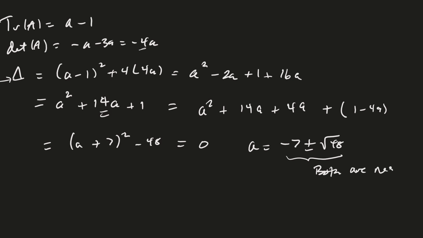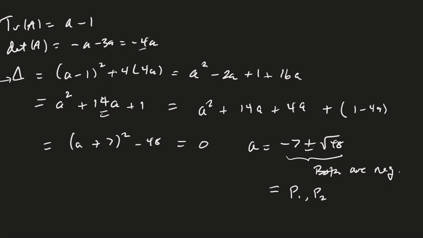Both are negative. And so instead of writing these down all the time, let's call these P1 and P2. I think P1 will be the one that's closer to 0, and then P2 the one that's farther away from 0. Okay. So anyway, let's summarize here.